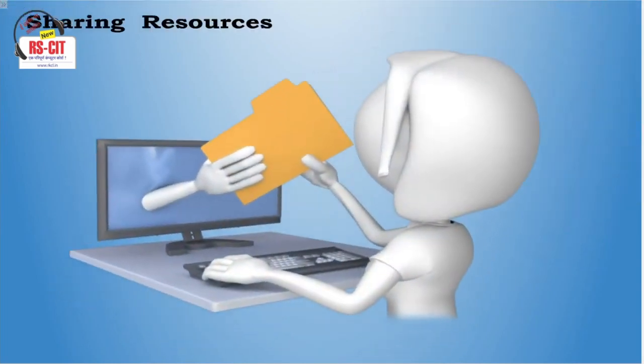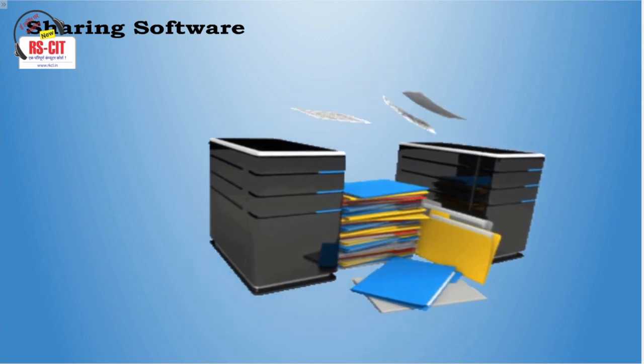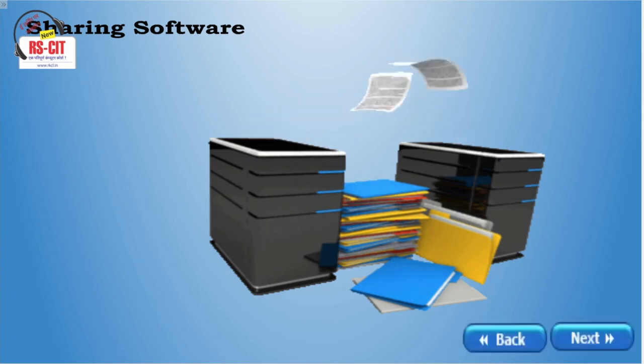Sharing resources. In a computer network, resources such as printers, scanners, fax machines, and modems can be shared among different users. Sharing software. In a computer network, usually application programs and other software are stored on the central computer. Users connected to a network can access this software.